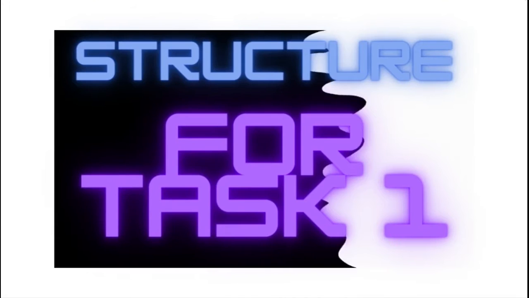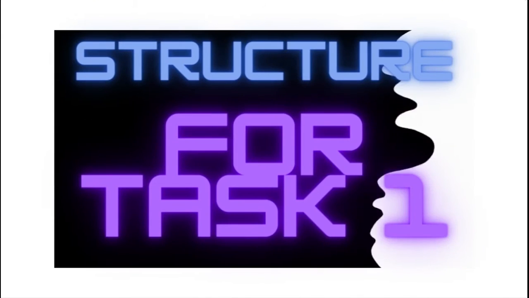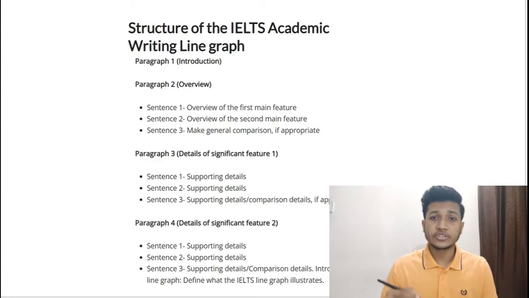Then the next thing is the structure of an IELTS writing task 1 essay. How the structure should be for academic writing. It should comprise first an introduction, then an overview. Overview is compulsory. You have to mention an overview in all of your essays.